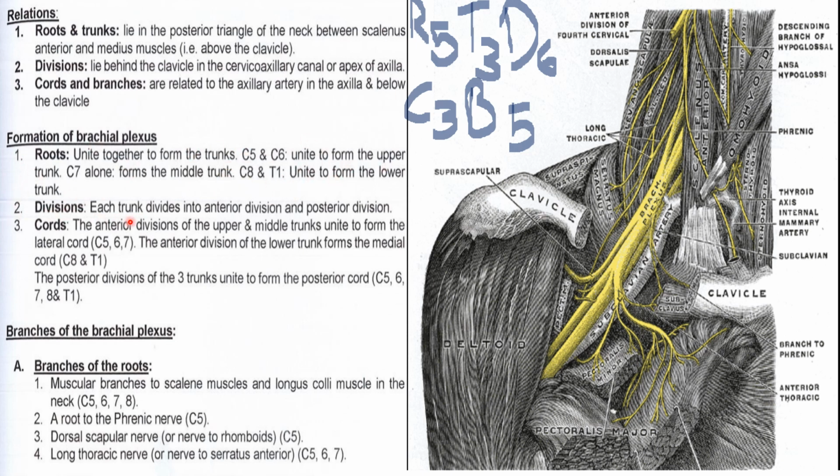Then we have the divisions. Each trunk divides into an anterior division and a posterior division. So every trunk has its two divisions. The upper trunk has anterior first, then posterior, and the middle trunk has anterior and then posterior. The lower trunk has the posterior division first, then the anterior. So the divisions are all anterior then posterior, but in the lower trunk it's posterior first, then anterior. That is something you need to remember.